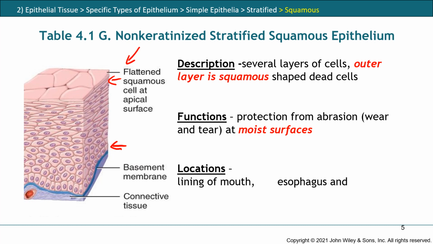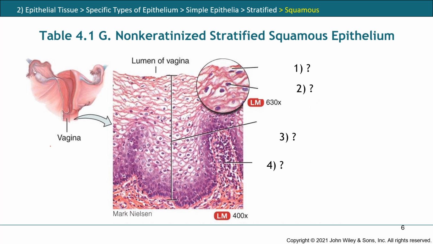And the locations, I also told you that they could be in most of the lining of the mouth, in the esophagus, and in other regions like the cover surface of your tongue. Now let me show you a picture of a non-keratinized stratified squamous epithelium. Here you can see a diagram of your textbook showing the female reproductive organs, and here they show you that this can be an excellent example of a non-keratinized stratified epithelium.